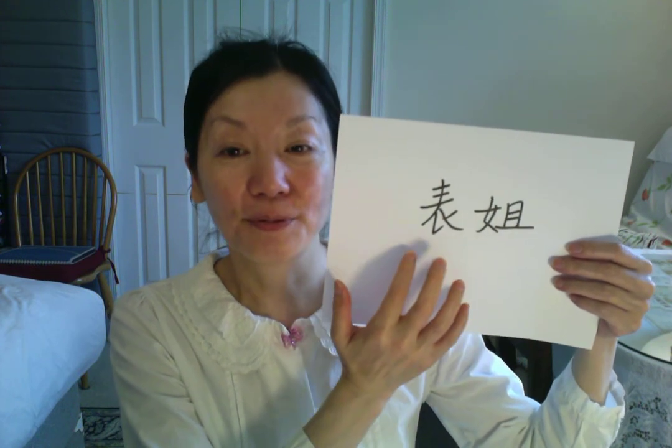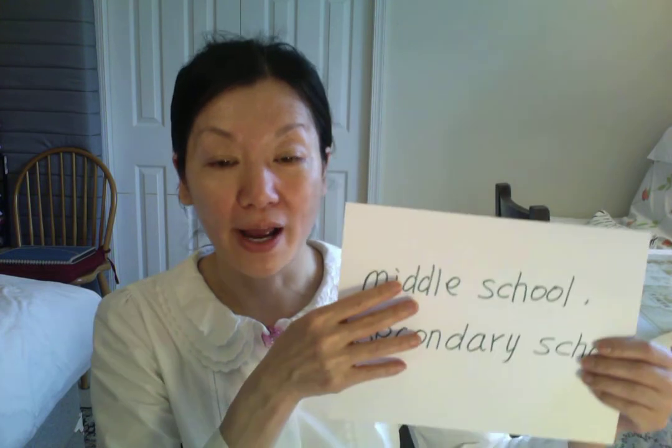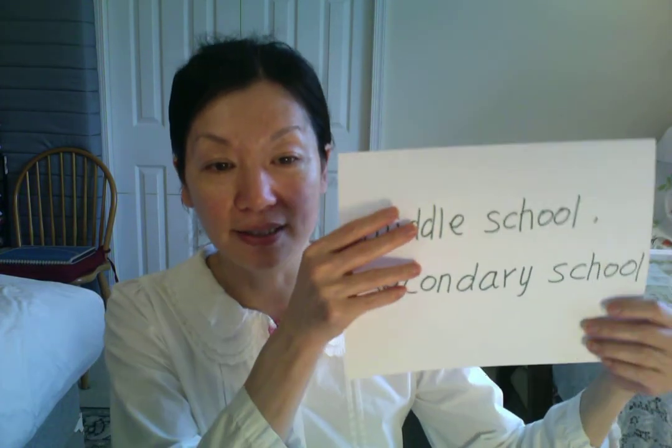表姐, cousin. 表姐, female. Okay. Let me see. Middle school, right? Middle school or secondary school. In Chinese, we say what? We learn what language? Chinese language, right? 中. Are you a student? Yeah. 学. 中学, middle school. 中学, secondary school. Okay. 中学, secondary school or middle school. Okay.